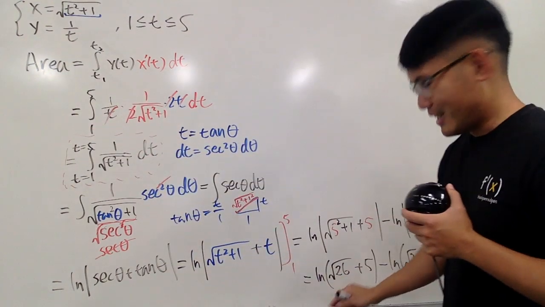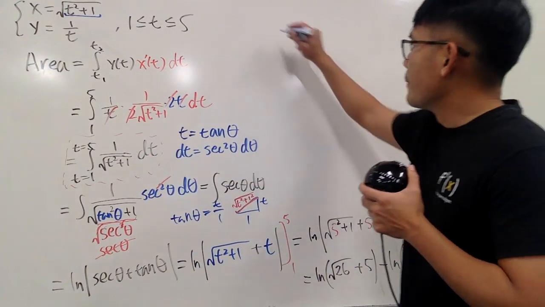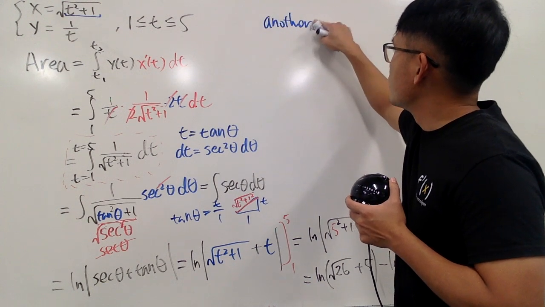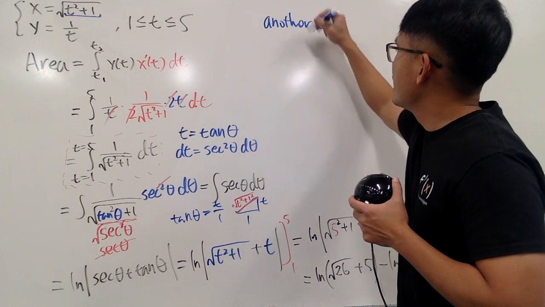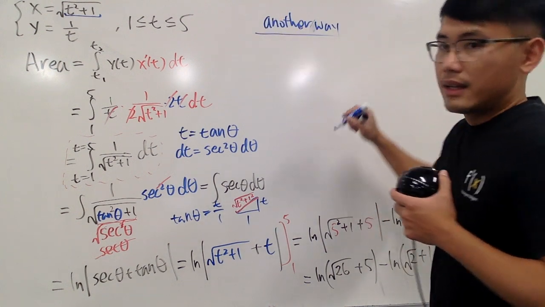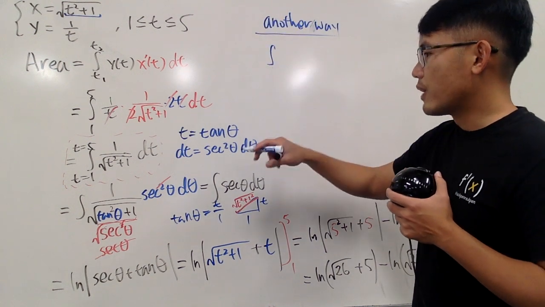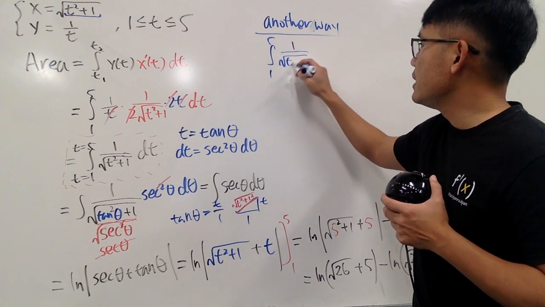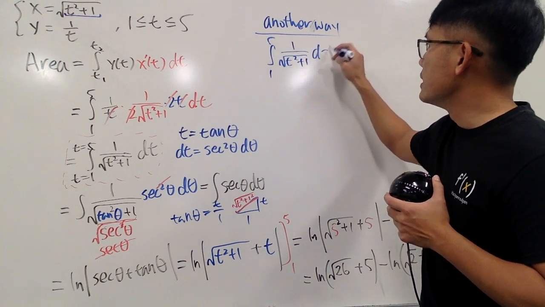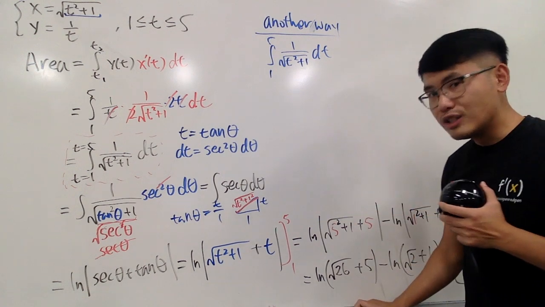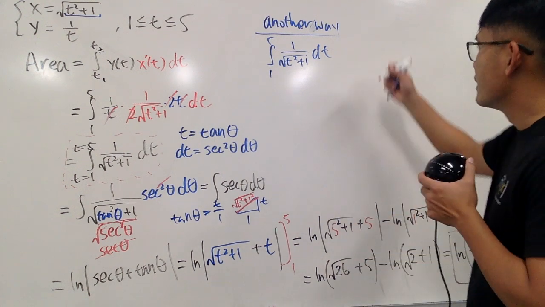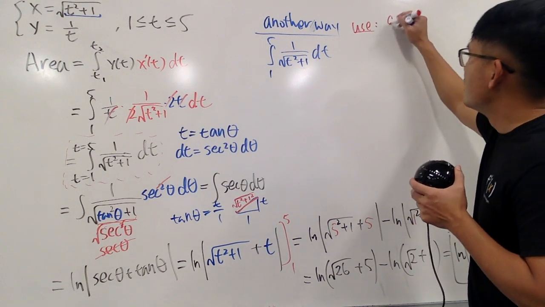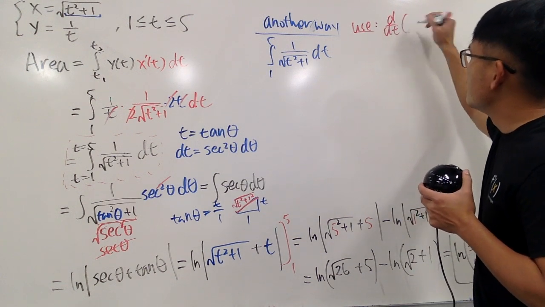Right? So check this out. Another way, this is just another way. Let's take a look at the integral from 1 to 5 of 1 over square root of t squared plus 1 dt. And I will also remind you guys of the following. We will use this fact. The derivative with respect to t.